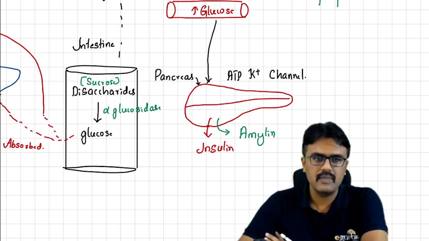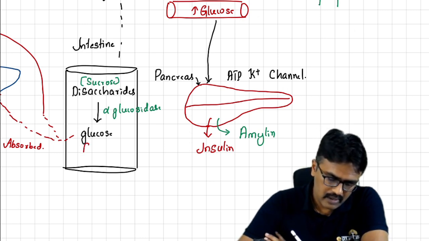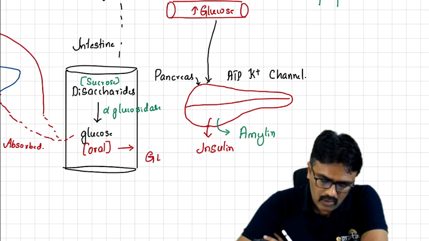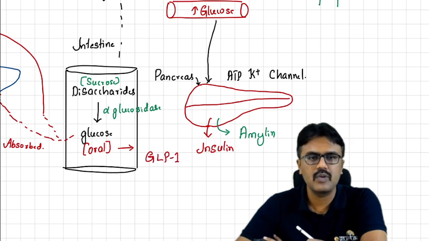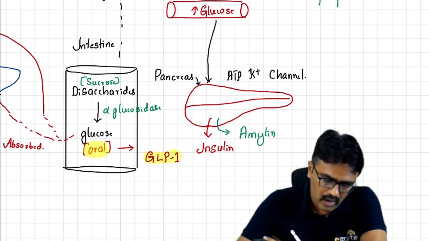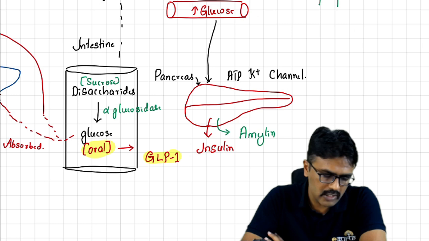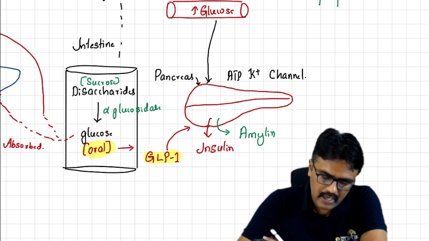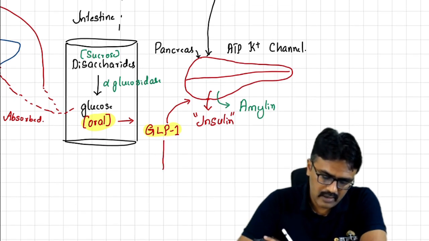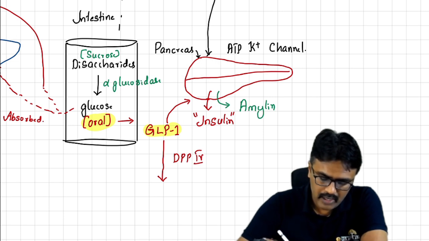Another discovery has been made: whenever you take glucose orally, oral glucose stimulates a cell called the intestinal L cells, and this will release glucagon like peptide 1. So the intestinal L cells stimulate this GLP-1 only on oral glucose, not on IV glucose, and this will also act on the pancreas and increase insulin release. But this GLP-1 is very short acting. It is metabolized by DPP4 into inactive form within 5 minutes. So this is one way.